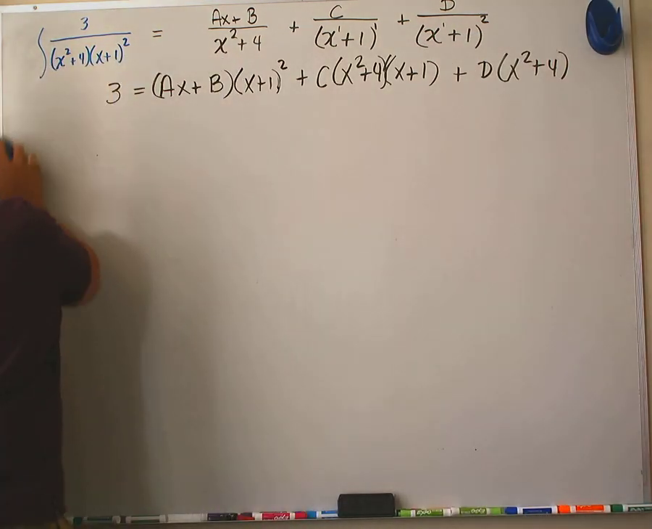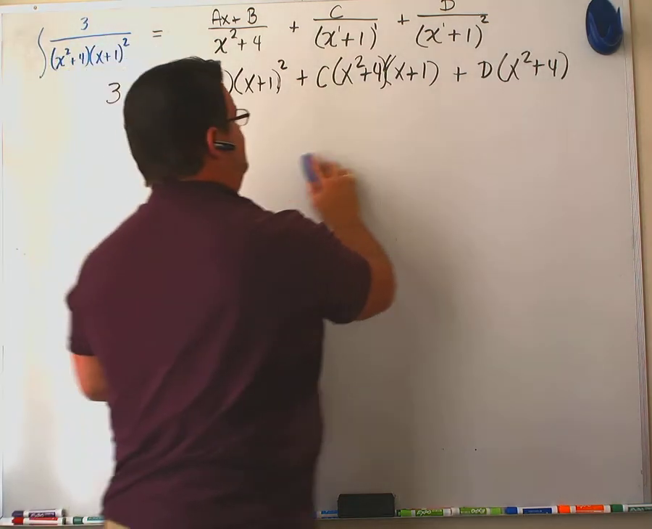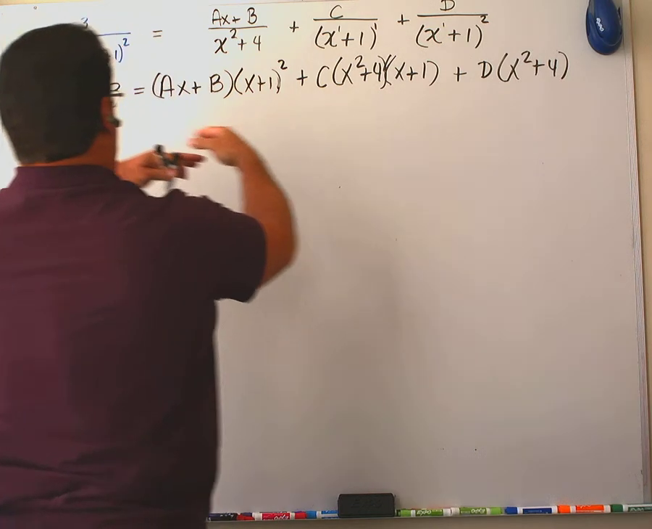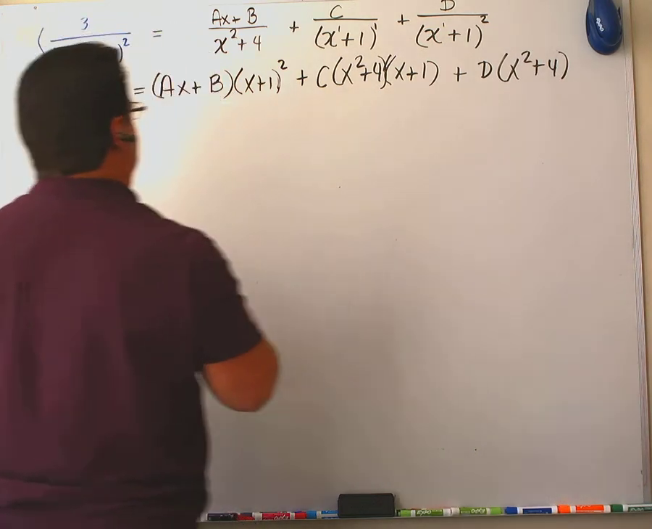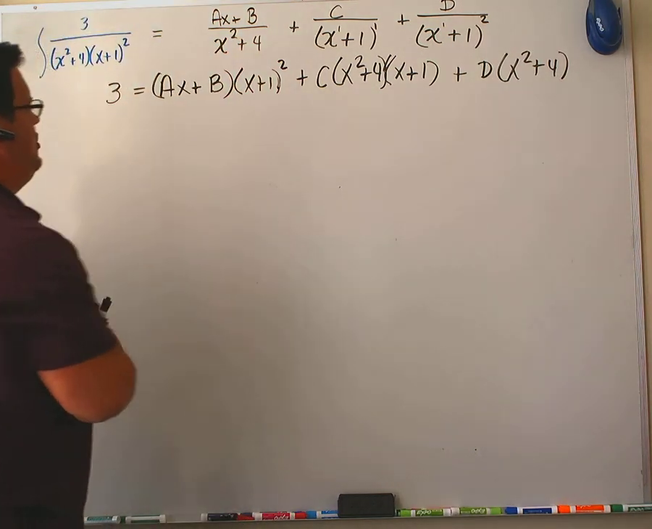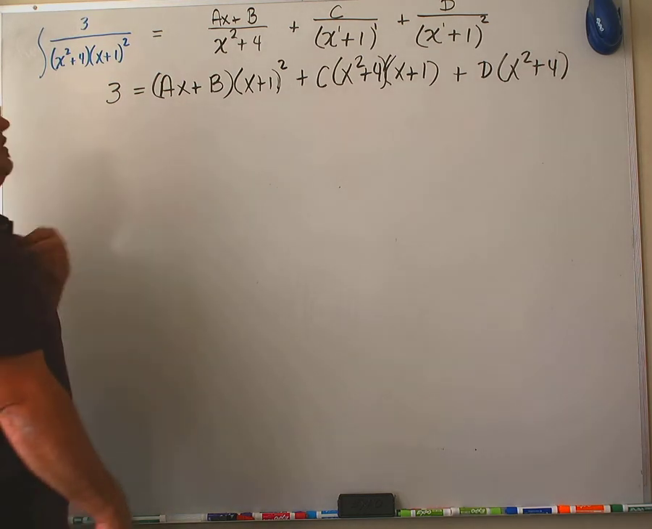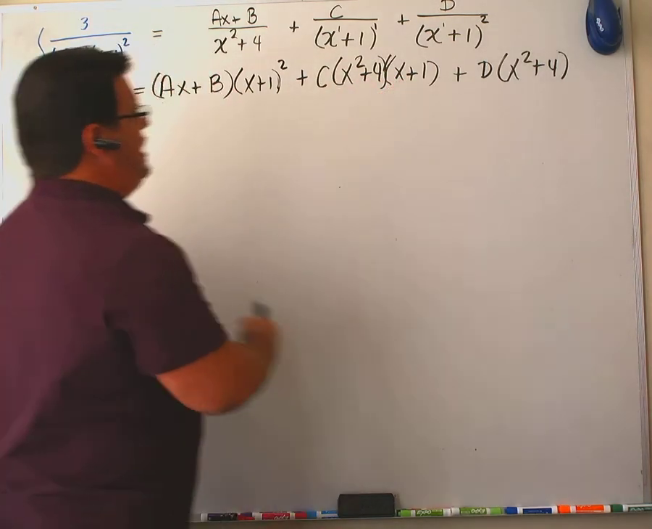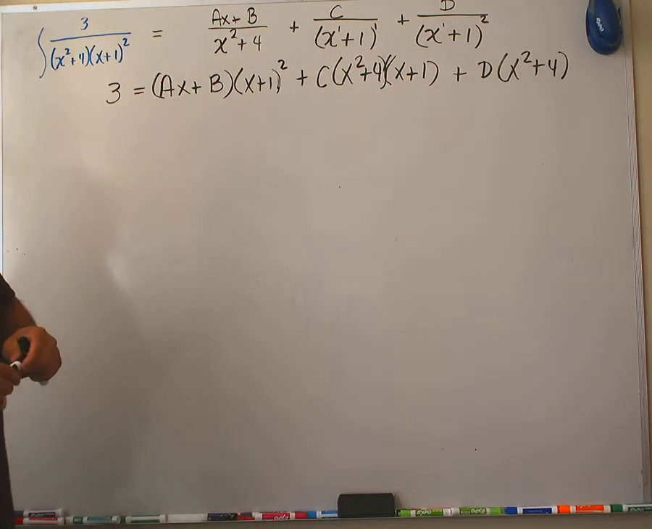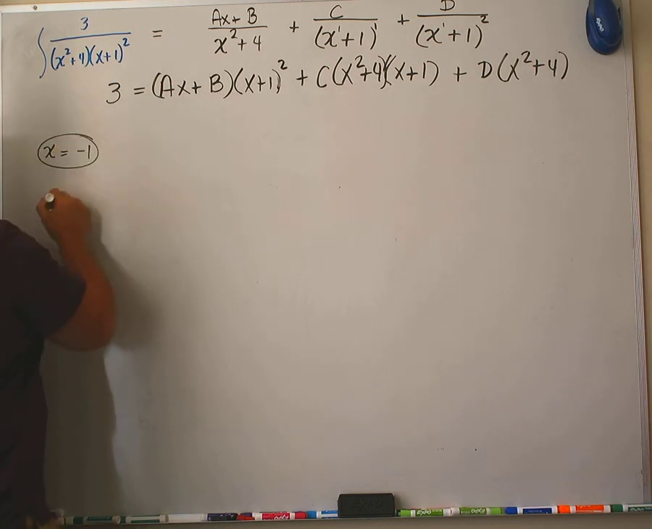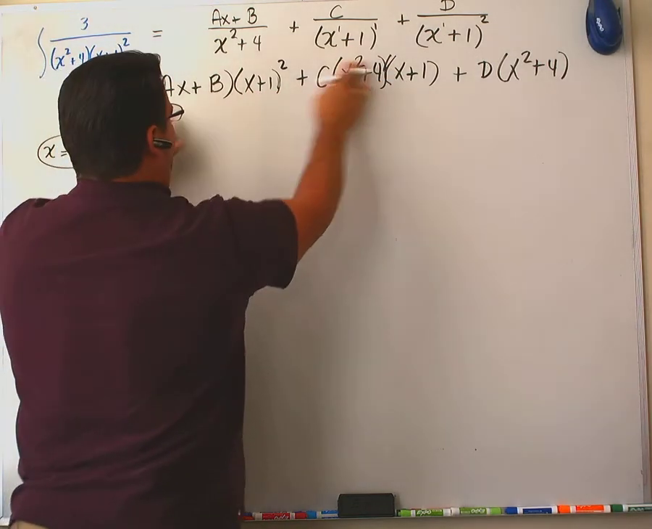Now at this point we can try to expand all of this and combine like terms and try to find the equivalent coefficients, but we can go ahead and use a shortcut and get rid of at least 2 terms by plugging in x is equal to -1. And if we do that, x is equal to -1, then these first 2 terms will go out.